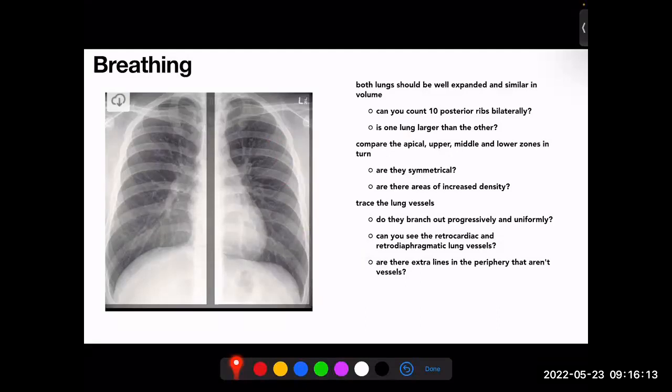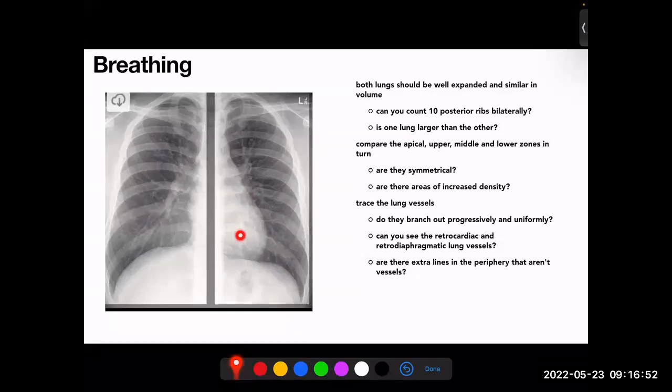Okay. Is one lung larger than the other one? You have to be able to tell the difference. Is there symmetry? Is there area of increased density? You look at the lung vessels. These things up here, these two things, are not the opacification. These are just normal vascular anatomy of the lungs. And then, when you look at the lung vessels, do they branch out progressively and uniformly? Can you see the retrocardiac and retrodiaphragmatic lung vessels?